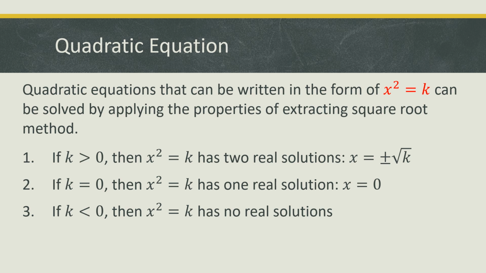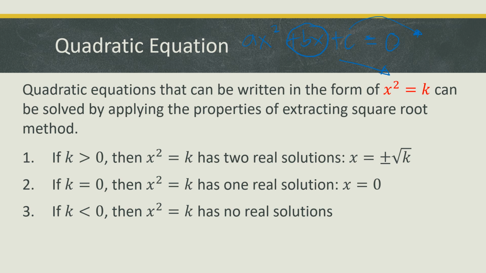A quadratic equation that can be written in the form of x squared equals k can be solved by applying the properties of extracting square root method. We all know that the standard form of a quadratic equation is ax squared plus bx plus c is equal to 0. If the middle term bx is missing, we can obtain the x squared equals k form by transposing positive c to the other side, so that the negative c will now become the value of k.